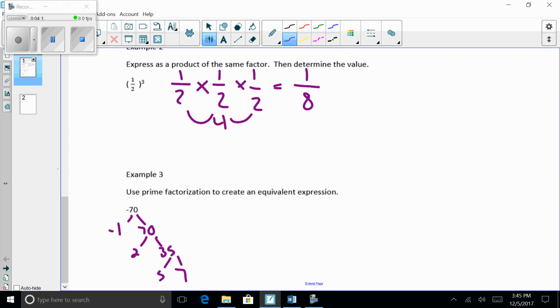So the purpose of this is to rewrite it in a form where it is only prime numbers being multiplied by each other. So you look at the ends of each branch. That leaves me with negative 1 times 2 times 5 times 7. Okay? All right, let's look at our next example, example 4 on the next page.